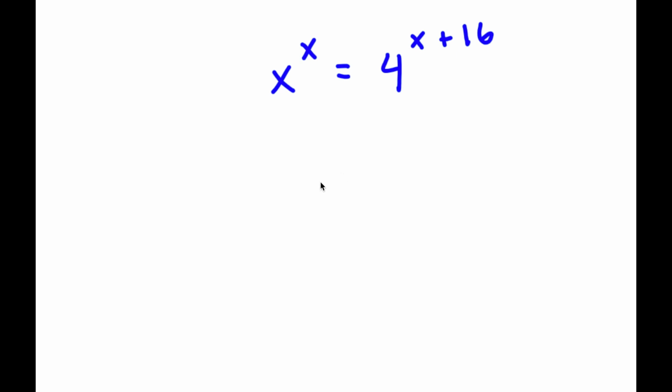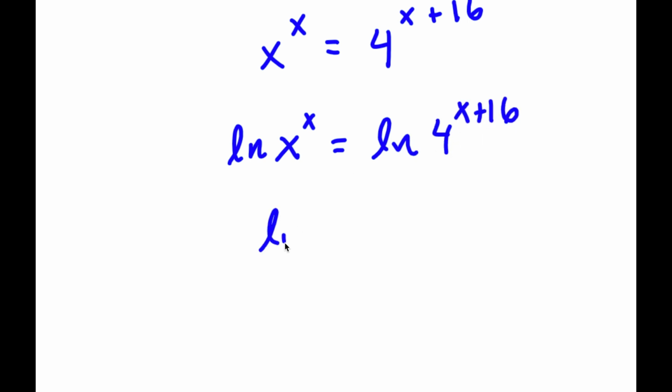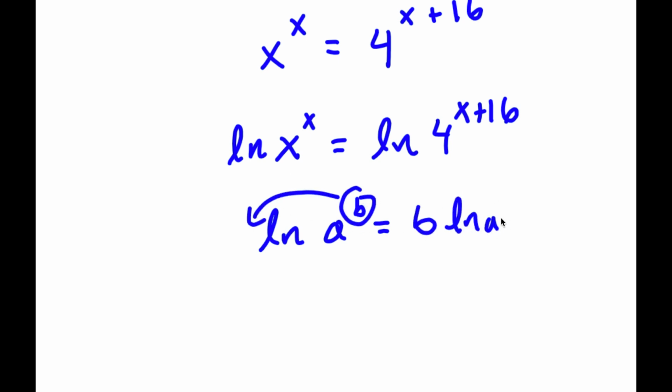Alright, so in this problem, I have x to the power of x is equal to 4 to the power of x plus 16. So the first thing I'm going to do is take the ln, or natural log, on both sides. So now I have ln of x to the power of x is equal to ln of 4 to the power of x plus 16. Now if I take the ln of something in the form a to the power b, I can move this exponent b to the front. So this can equal b times ln a.